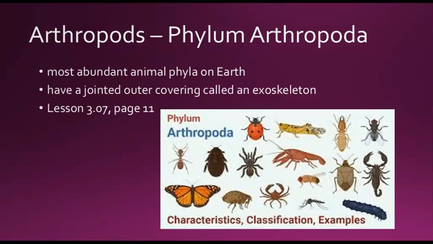What do they all have in common? Arthropods have a hard, jointed outer covering called an exoskeleton. An exoskeleton is made of a tough polysaccharide called chitin, just like fungi, right? Their cell walls are made of chitin. Arthropods have a complete digestive system, complex organ systems, and sophisticated behaviors. You can go to page 11 of lesson 307 and look at the anatomy of a grasshopper.